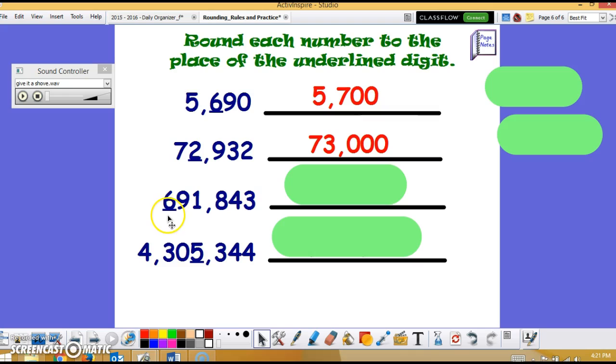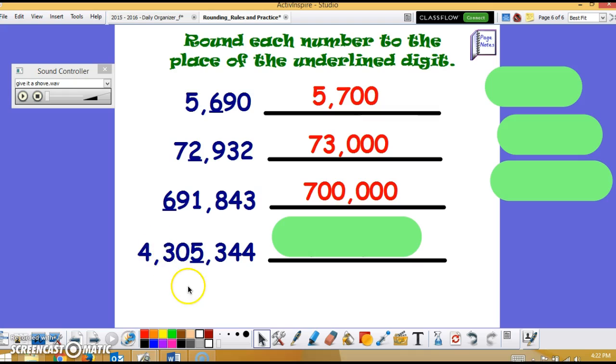Number 3, 691,843 rounded to the highest place value, the 100,000s. Press pause now. Now that you've pressed play, you're ready for your answer. If not, press pause again until you're done with your work. The answer is 700,000.